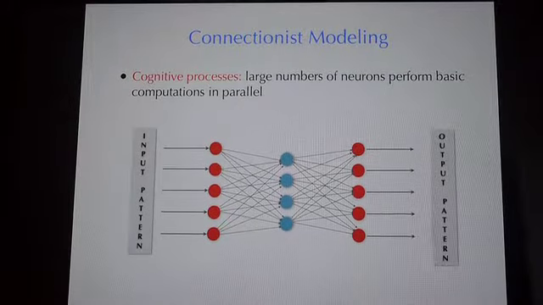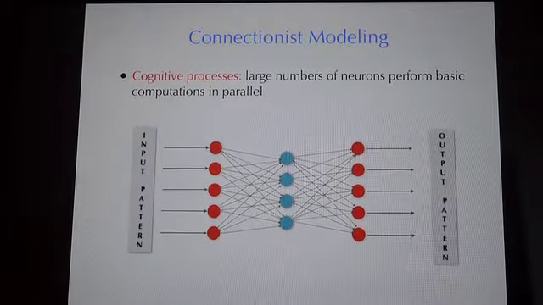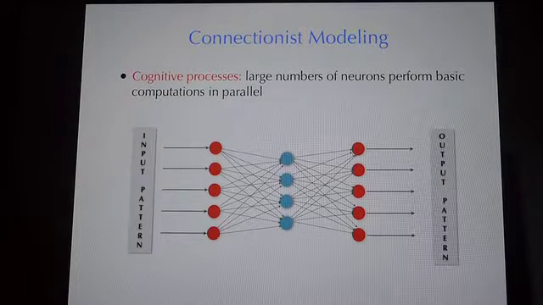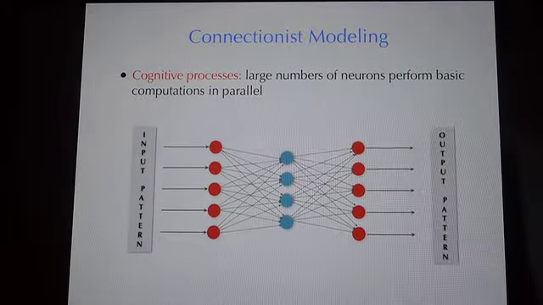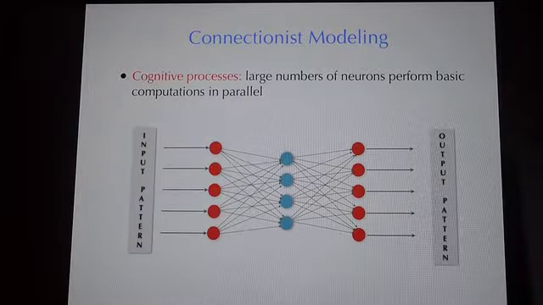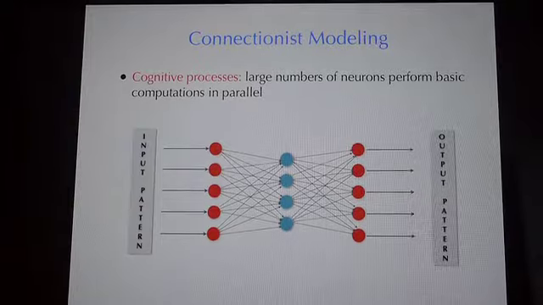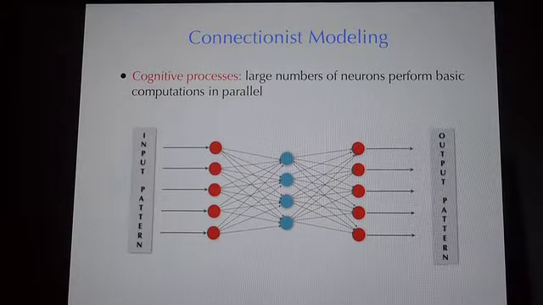So in that sense, a cognitive process in a connectionist model is simulated as a large number of neurons that perform basic computations in parallel. Each of these circles that you see is performing a computation by looking at all the inputs that it receives and all the weights of the connections on which these input signals are received, and then calculates and generates an output value.